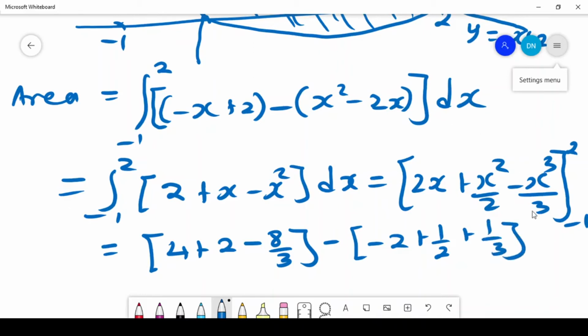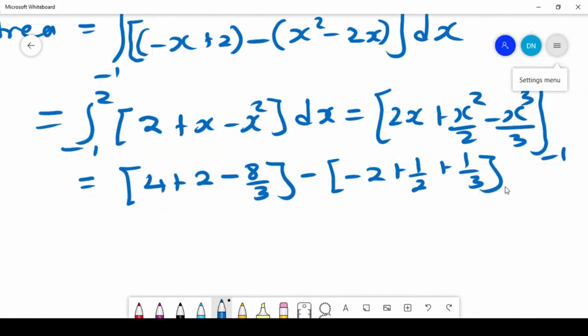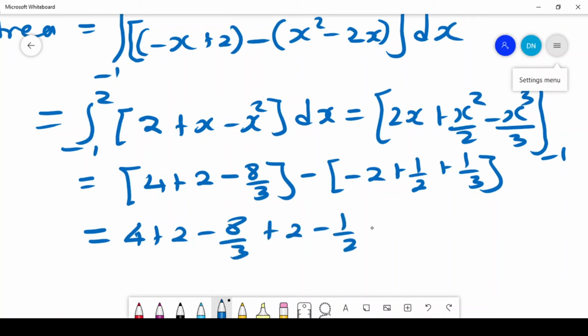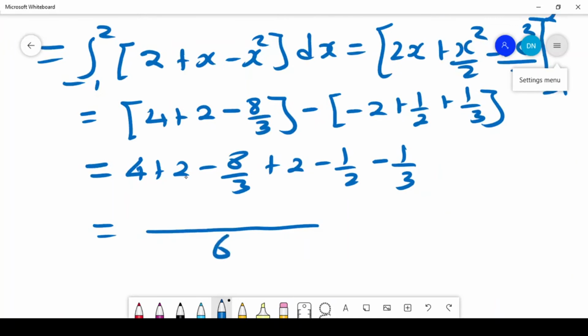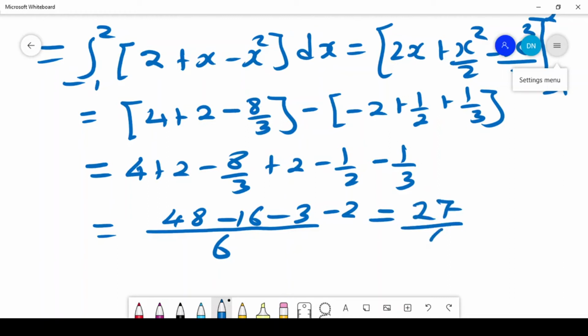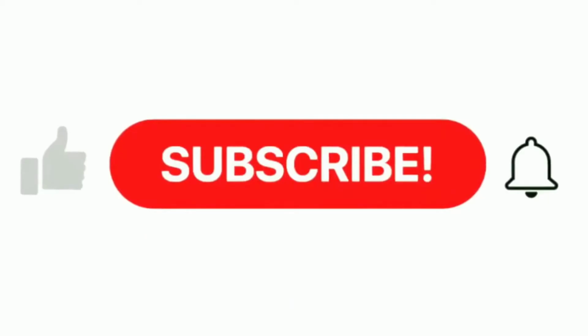If I replace the limits of integration, we have 4 plus 2 minus 8 over 3, plus 2 minus a half minus a third. So that's what we have. So 4 plus 2 plus this is 8. 8 times 6 is 48 minus 16 minus 3 minus 2. That is 27 over 6, which is 9 over 2.